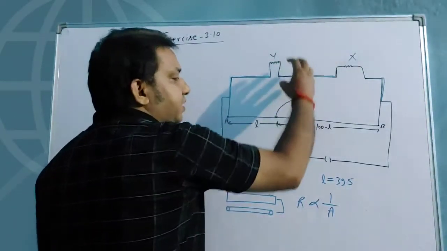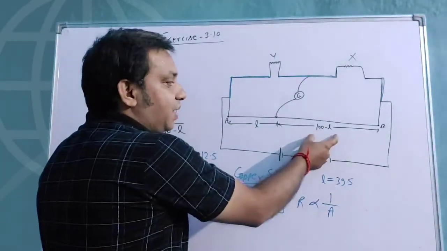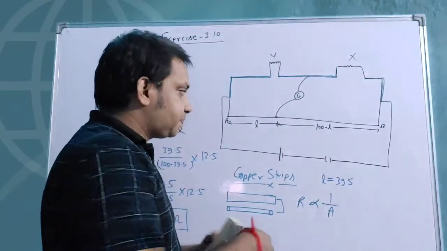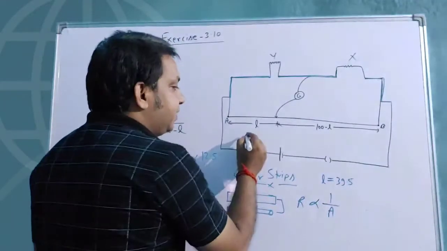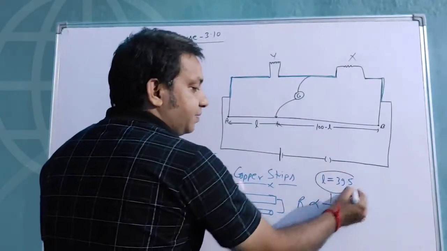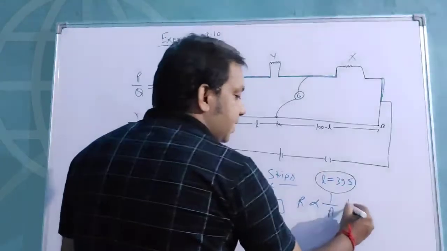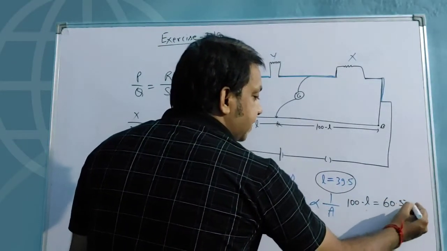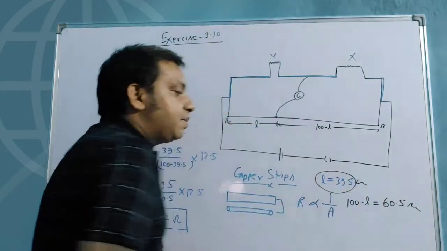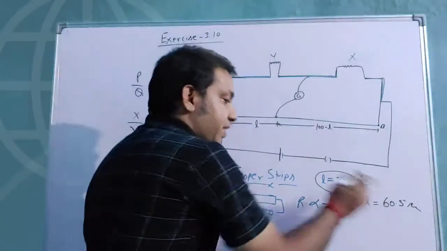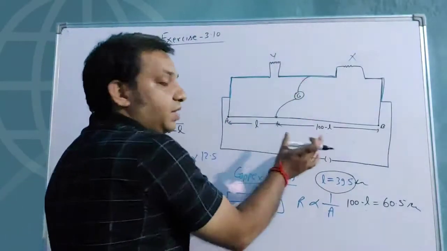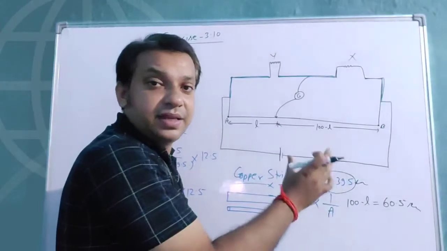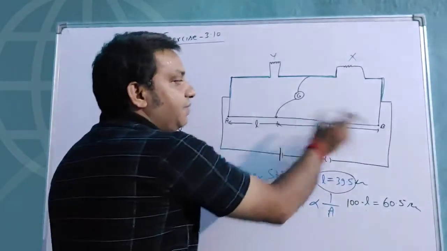That means this time you are changing this one, so automatically 100 minus L will shift to this side and L to that side. Previously this one was 39.5, and 100 minus L was 60.5 centimeter. So if you are interchanging this one, the balancing point is also interchanged. This time you will get the balancing length on this side and L on that side.